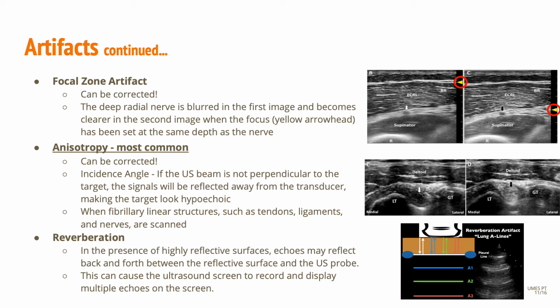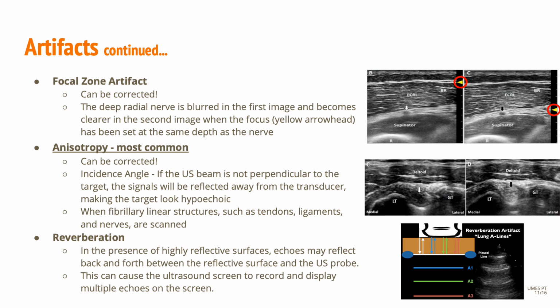If the ultrasound beam is not perpendicular to the target, the signals will be reflected away from the transducer, making the target look hypoechoic, even though it's not. In the picture to the right, you can see right here, this one looks hypoechoic when it really is hyperechoic. This is most common in tendons and ligaments, but you can also see it in nerves.